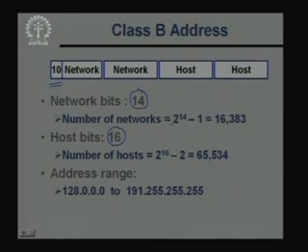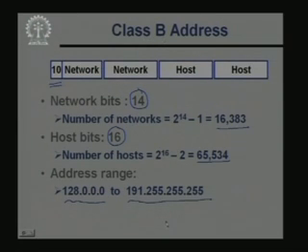So, the total number of networks will be 2 to the power 14, again 1 less than that, 16383, and the total number of hosts will be from the last 16 bits, 2 to the power 16, take out the all 0 and all 1 combinations, it is 65534. And if you just put all zeros and all ones and convert to dotted decimal notation, you will see that the range of addresses that comes here is 128.0.0.0 up to 191.255.255.255. This is the range of addresses in class B networks.